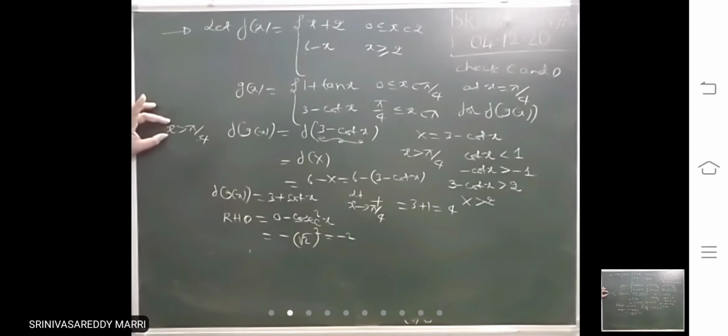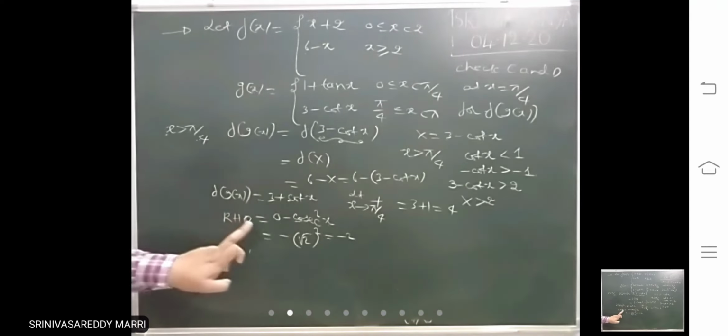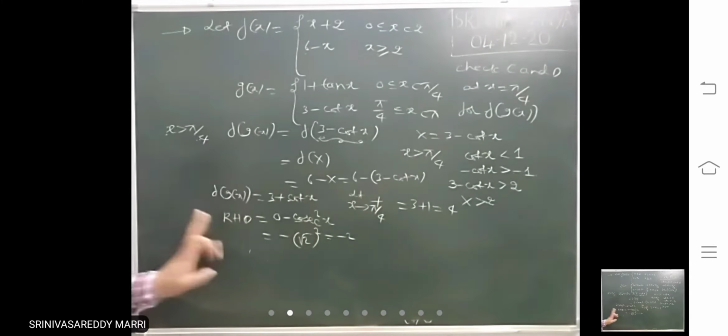That's for x greater than pi by 4. By the definition, I have calculated so that I can find the right limit and the right hand derivative. Similarly, now take x less than pi by 4.